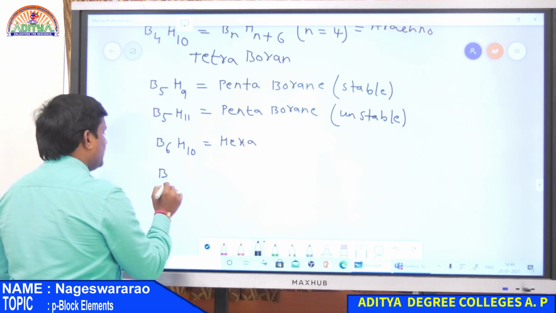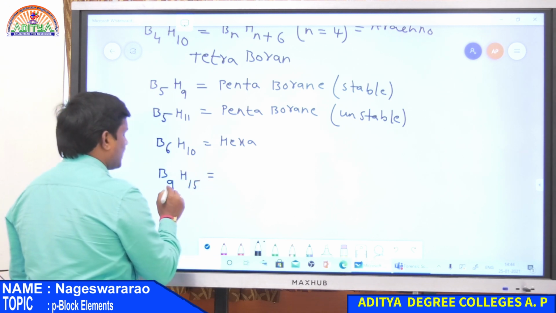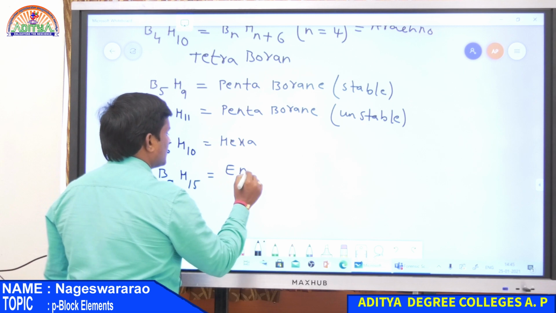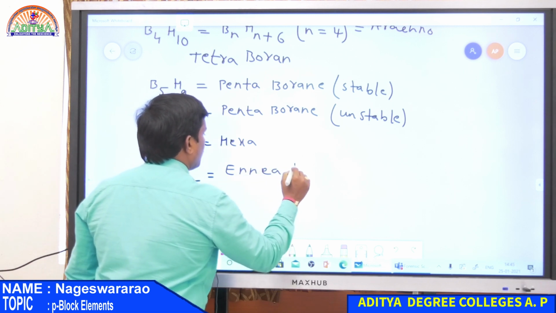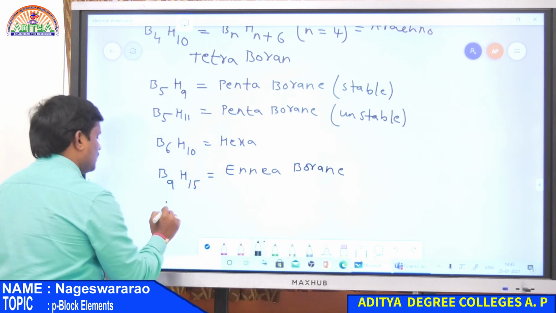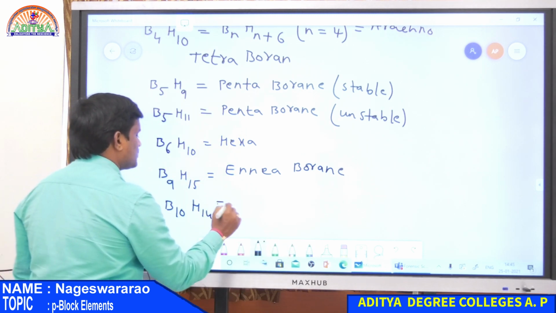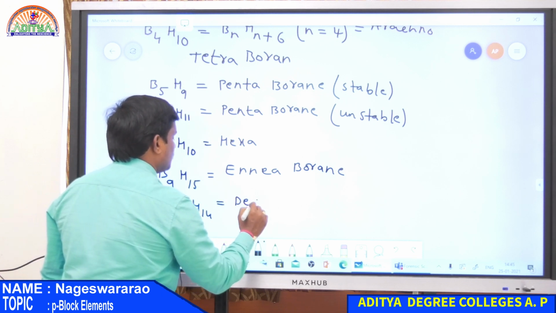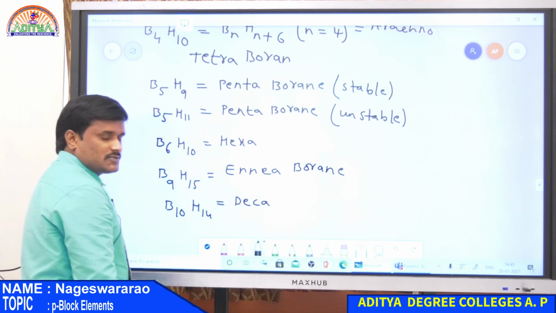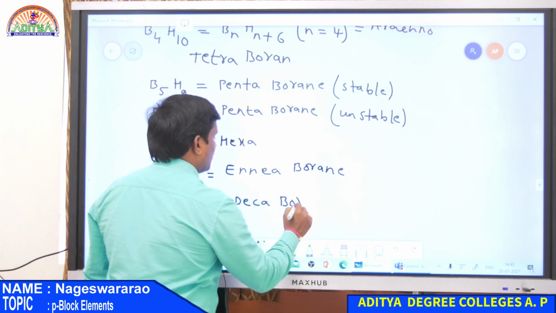Next, B9H15, so there are 9 atoms, hence it is known as enneaborane. And next, B10H14, this is known as decaborane. Deca means 10. So 10 boron atoms are there, hence it is a decaborane.